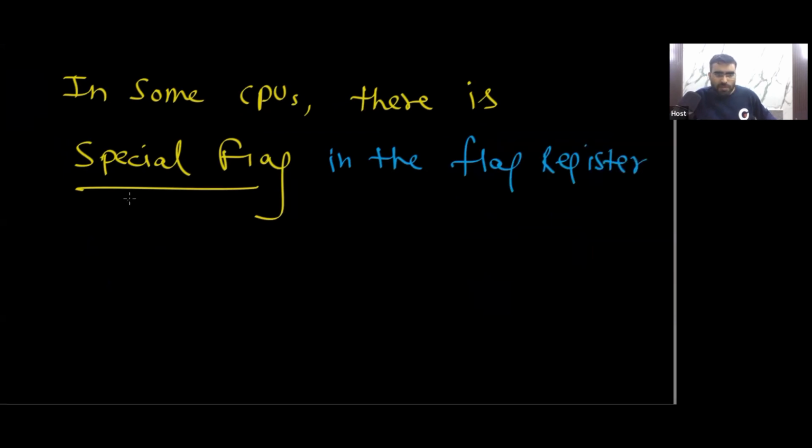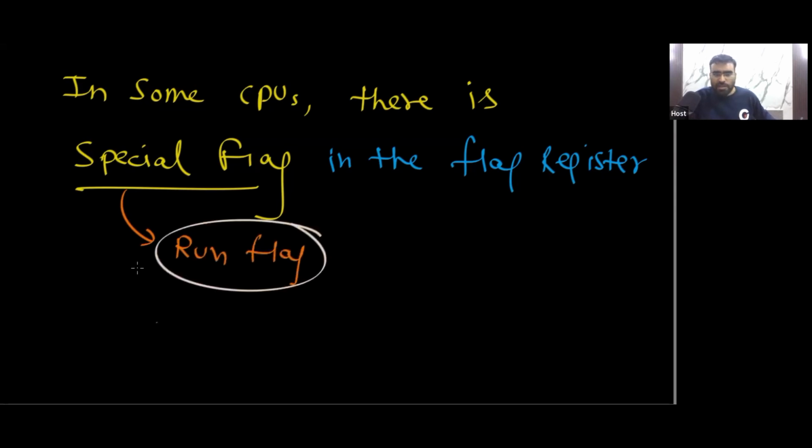And this special flag is called the run flag. What does it mean? If this run flag is set, then it means program execution is happening. Yes or no? Is this clear?